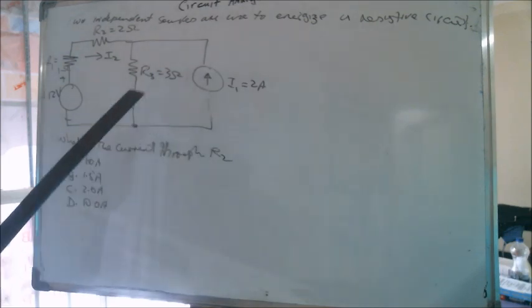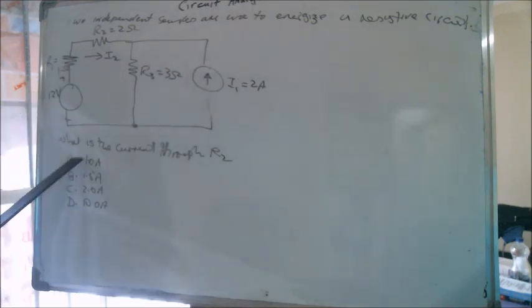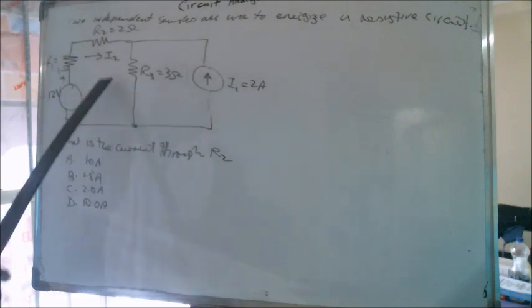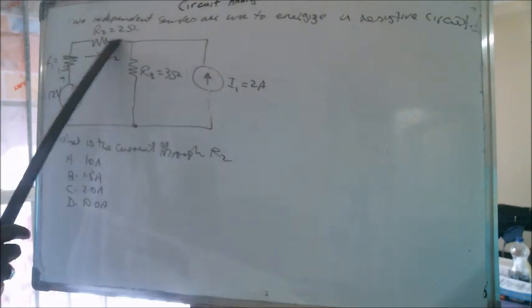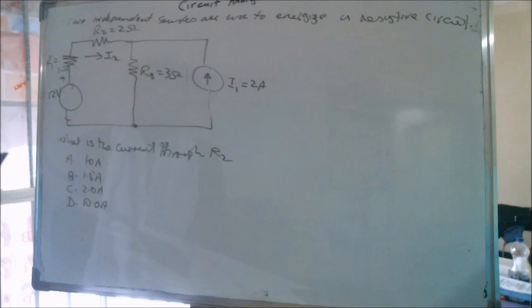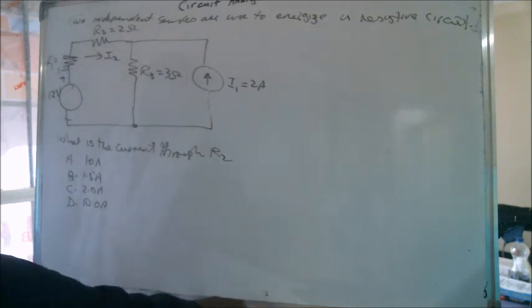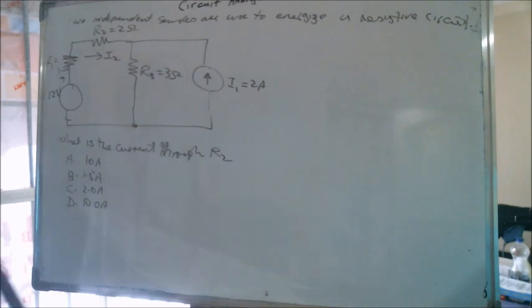What they want is to find the current through resistor R2. In the FE exam, obviously, they're going to give you a choice of four answers, and one of them is the right answer: A, 1 amp; B, 1.5 amp; C, 2 amp; or D, 10 amp. So we're going to proceed to determine what the current through this R2 is.